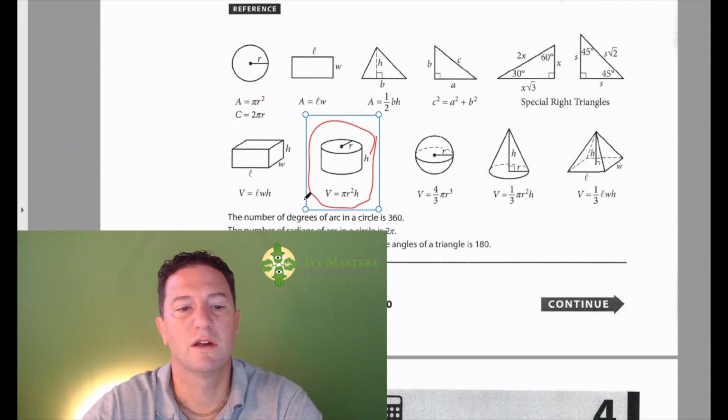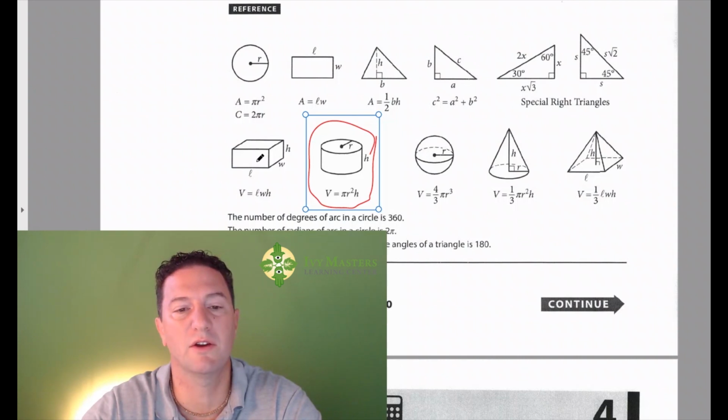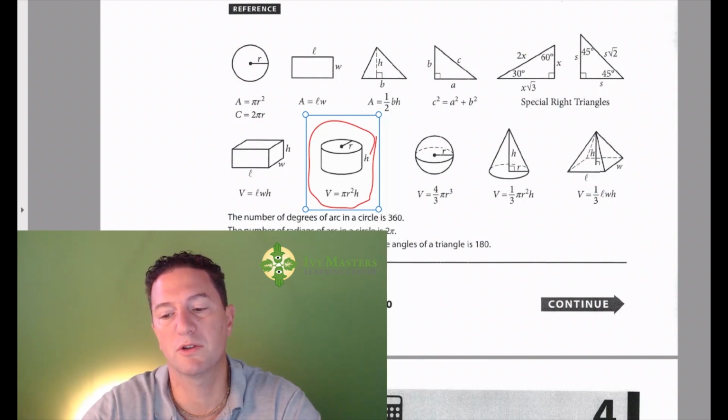If you notice, area of a rectangle is length times width, volume of a solid rectangle is length times width times height. So volume is just area times height. Area for a circle, pi r squared. Volume of a cylinder, pi r squared times height.